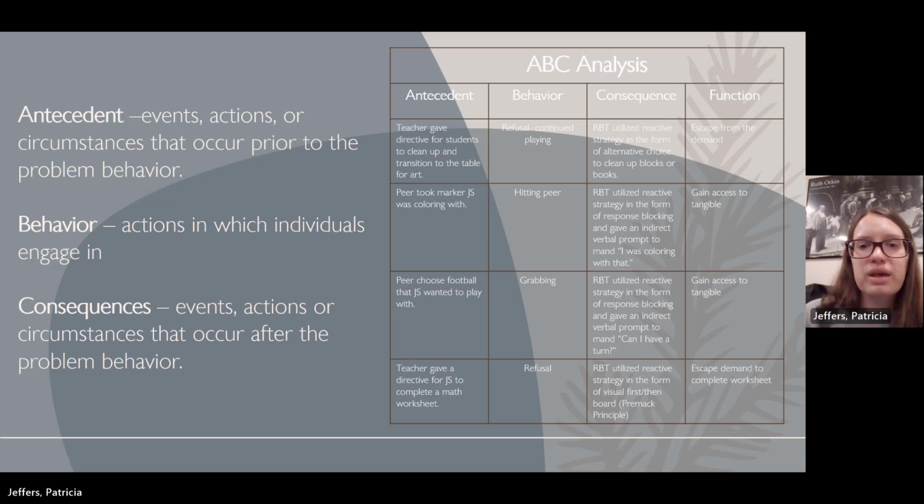The A is for antecedent, and this refers to the events, actions, or circumstances that occur prior to the problem behavior. B is for behavior, and these are actions in which the individual engages in. And C is for consequences, and this refers to what happens after the behavior. Consequences can be reinforcing, which increases the likelihood of the behavior occurring in the future, and/or punishing, which decreases the likelihood of the behavior occurring in the future.